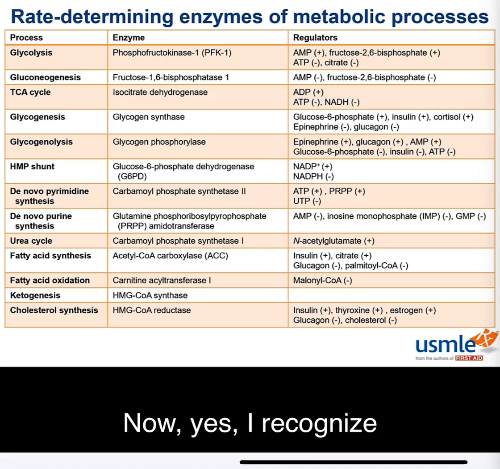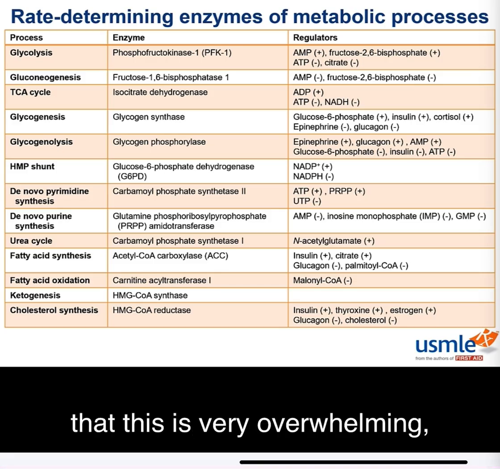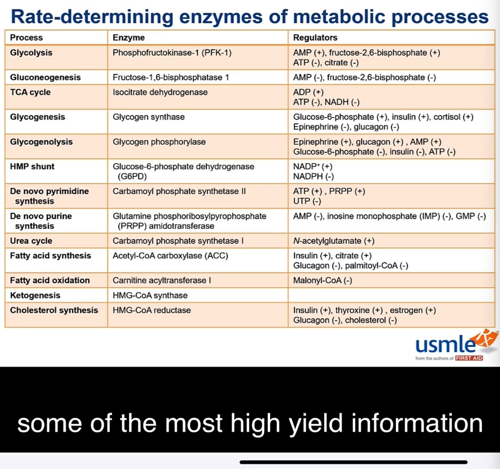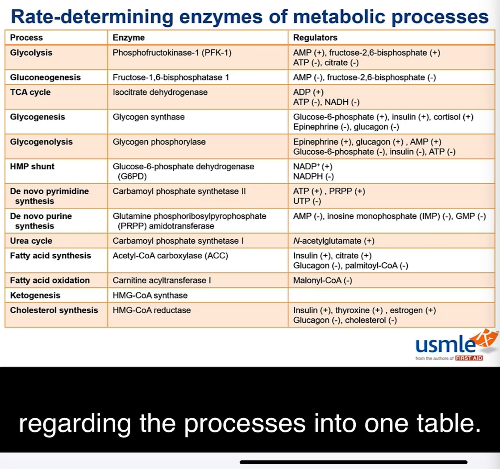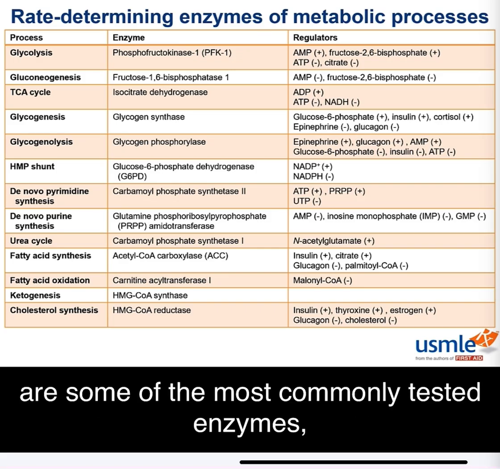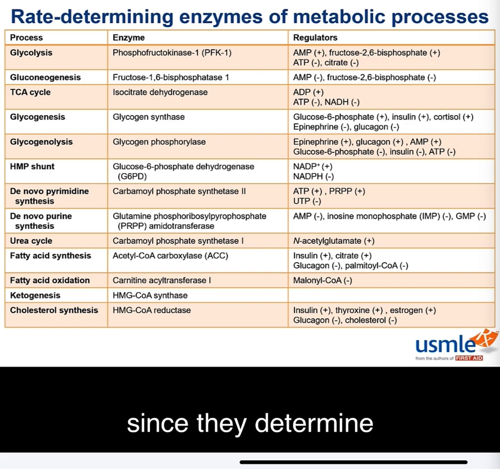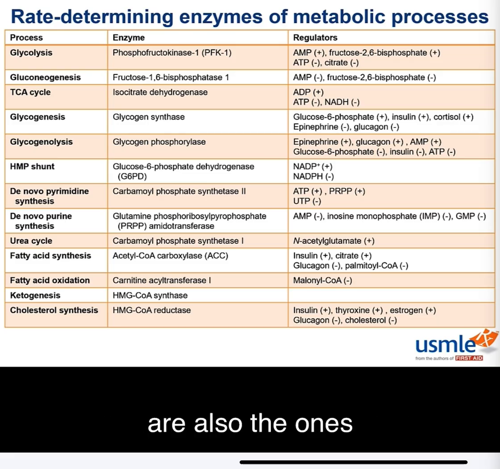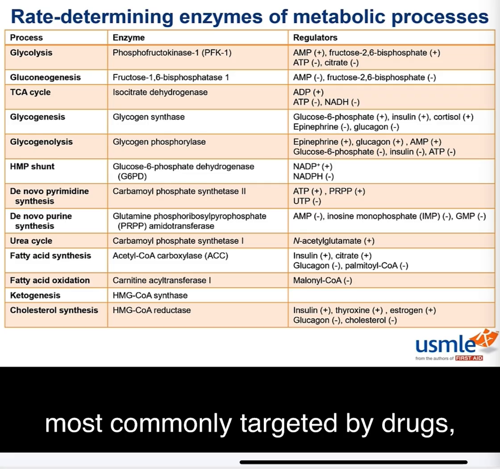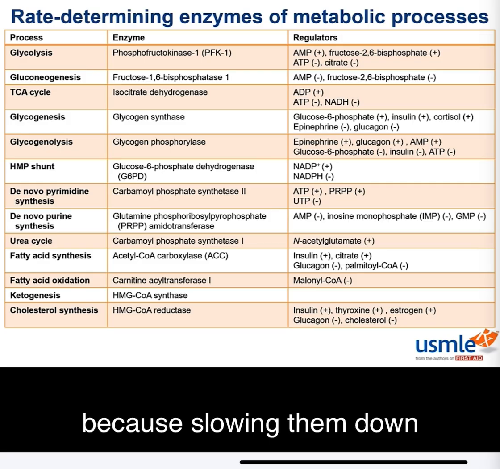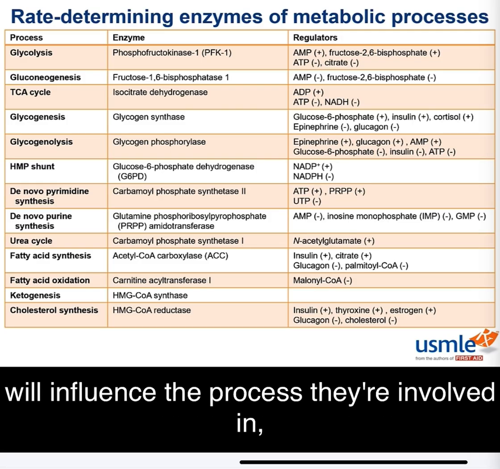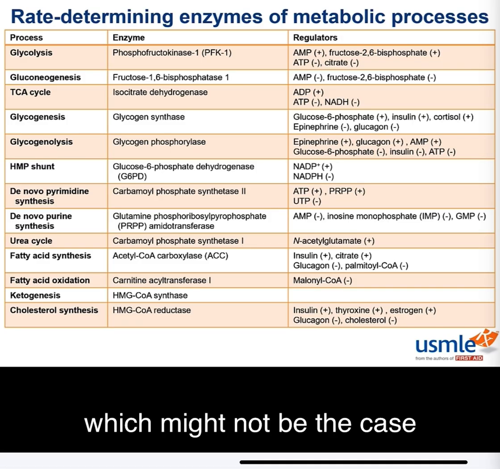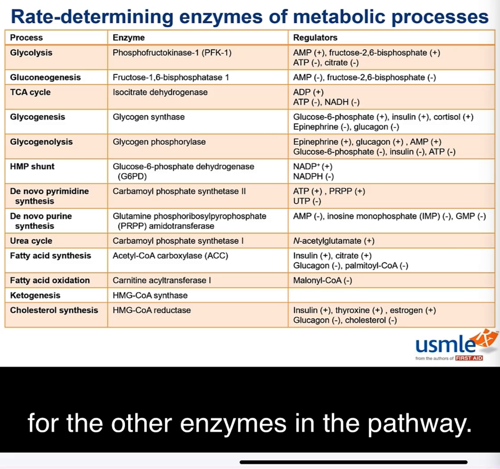Now, yes, I recognize that this is very overwhelming, but it condenses some of the most high-yield information regarding the processes into one table. The enzymes in particular are some of the most commonly tested enzymes, since they determine the rate at which a reaction can occur. The rate-determining enzymes are also the ones most commonly targeted by drugs, because slowing them down or speeding them up will influence the process they're involved in, which might not be the case for the other enzymes in the pathway.